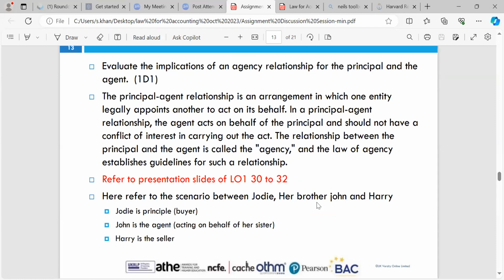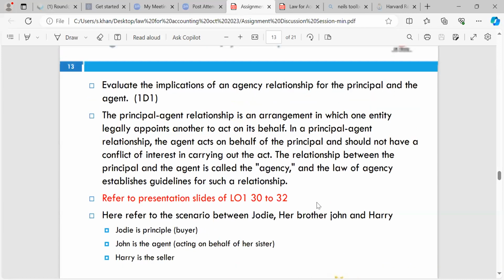In this, you need to refer to presentation slides, learning outcome 1, 30 to 32, looking at the implications of agency relationship for the principal and the agent. Here, you need to refer to the scenario between Jodie, her brother, John, and Harry. So who is Jodie? Jodie is the principal. She's the buyer. John is the agent acting on behalf of his sister, and Harry is the seller.